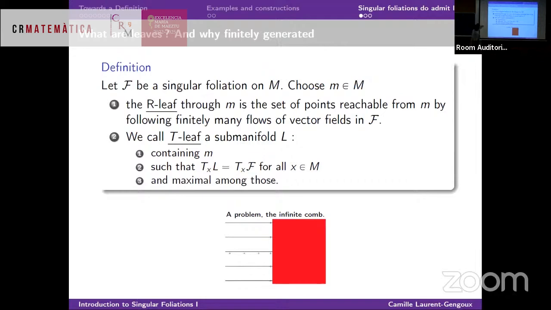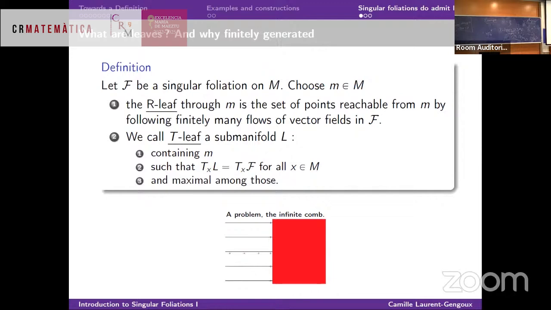And second notion, T-leaf. A T-leaf through a point: you have a point M, you want a sub-manifold, maybe immersed, that contains M, I call it L, and you want that for any other point on that leaf, TL is TMF. So I just take F, I evaluate at this point, all vectors in F, I get a subspace. And I want something more, I want them to be maximal, because otherwise I just take an open subset in a leaf and it would still be a T leaf. So I want sub-manifolds whose tangent space is what it ought to be, and which are maximal among those.